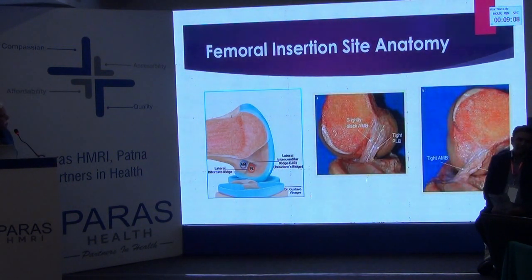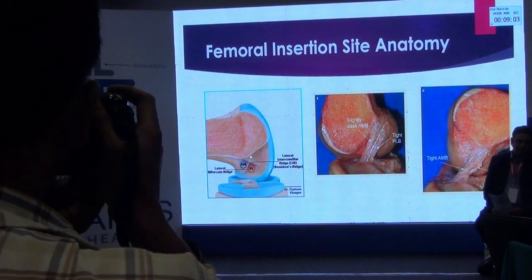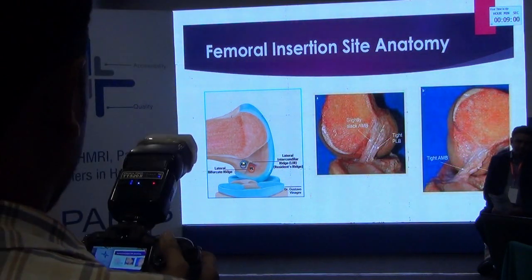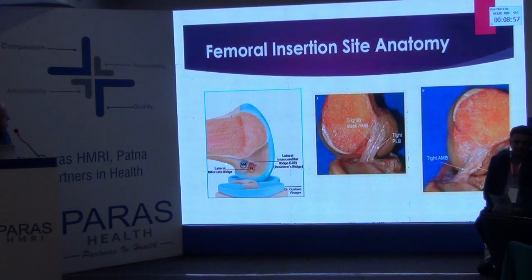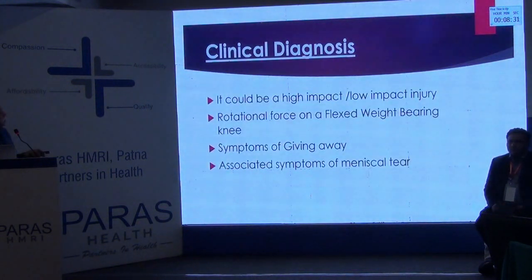Again, the two bundles are parallel to each other in extension and they cross each other in flexion. And this is the intercondylar ridge that I was talking about. The ACL has to be below this, and the AM bundle lies behind and the PL bundle in front. So this is a very small area, and you have to recreate the anatomy, and the error chances have to be minimal to obtain an optimal result. So we all know the AM bundle controls anterior translation and the PL bundle controls rotatory instability, especially in the extended position.